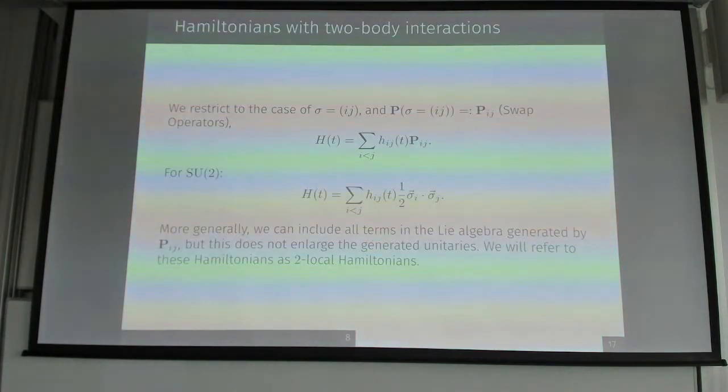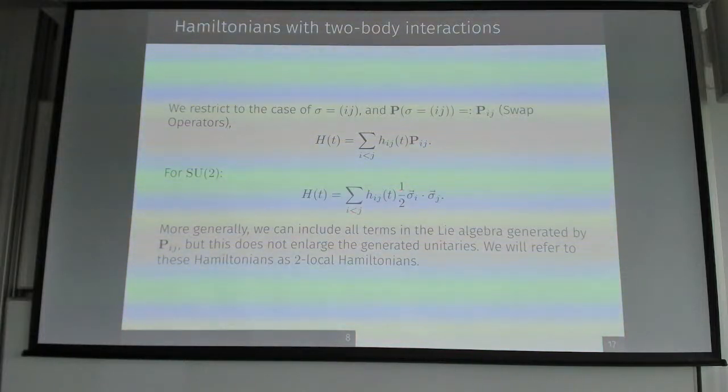Now let's look at the consequence of locality. We already know all the Hamiltonians are basically permutations. So two-body interactions, or two-local Hamiltonians, are just associated with two-cycles. We call these permutation operators swap operators. And the Hamiltonian is just a linear combination of swap operators. So for SU(2), up to an identity, this Hamiltonian is basically the Heisenberg interaction.